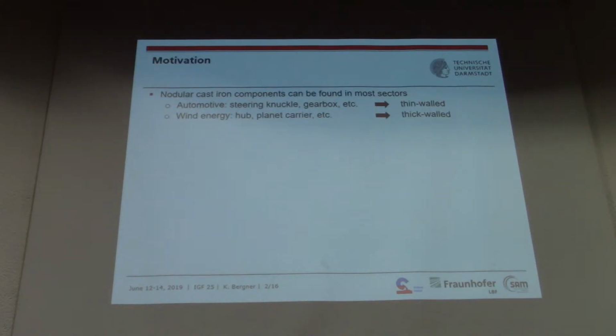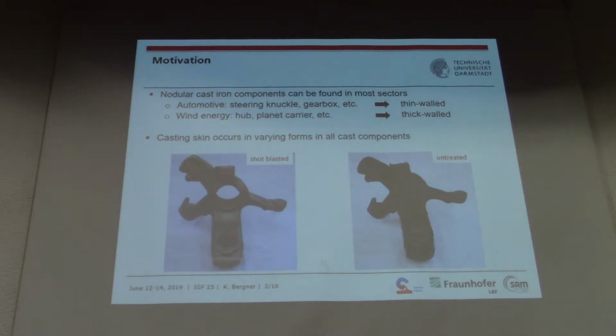The casting skin is more or less present everywhere in every component made of nodular cast iron. We're talking about thin wall applications for the automotive industry. We're talking about larger components for wind energy. Just as an example, if we compare two components for the automotive industry, one that is more or less finished, shot blasted, so more or less ready for milling and then for installing, and an untreated version right after the demolding with some sand on the rim zone.